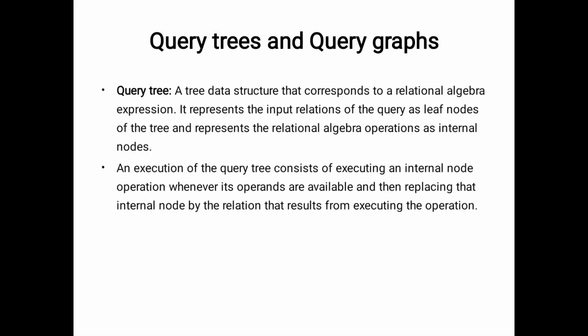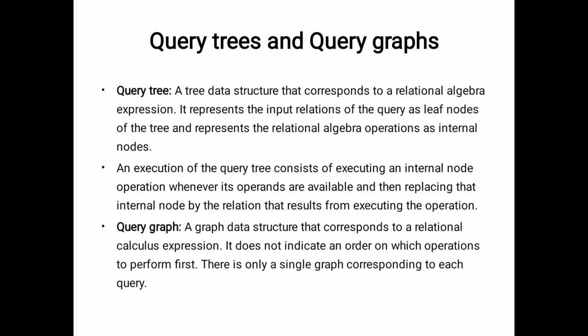Okay, before we move to the example, first we will see what is the meaning of query trees and query graphs. Already we know what is the difference between trees and graphs. Here we will add some points, that is query. The query tree is one type of data structure that corresponds to a relational algebra expression. Here it represents the input relations of the query as leaf nodes of the tree and represents the relational algebra operations as internal nodes. Definitely we know what is the meaning of internal node, what is the meaning of leaf nodes.